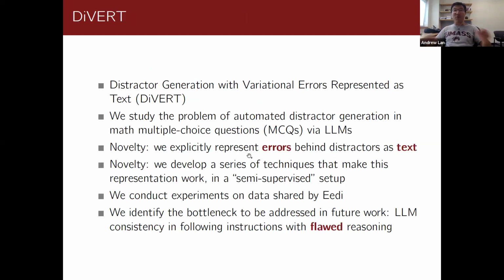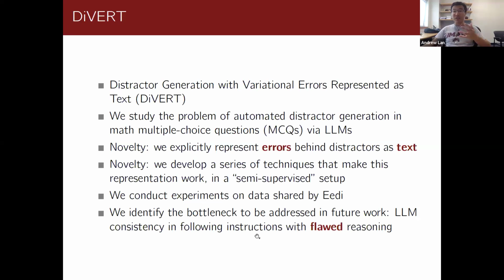In this particular work, we invent a framework called DiVERT. Our main goal is to look at automated distractor generation in MCQs, to come up with high quality multiple choice question distractors. The novelty that we introduce, which we'll go into extensively, is that we explicitly represent the errors behind distractors as text. We want to figure out how to generate those and how to use that information to come up with good distractors. To actually make this work, we develop a series of techniques in what we call a semi-supervised setup, which I'll explain later. There are a bunch of technical challenges that we have to overcome to make this work in practice.